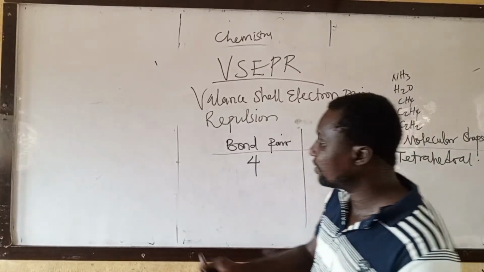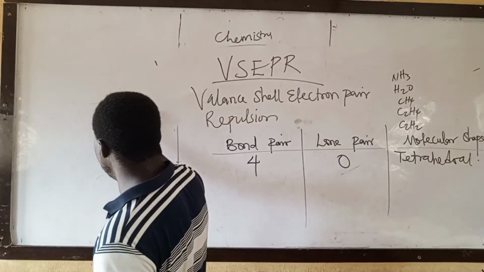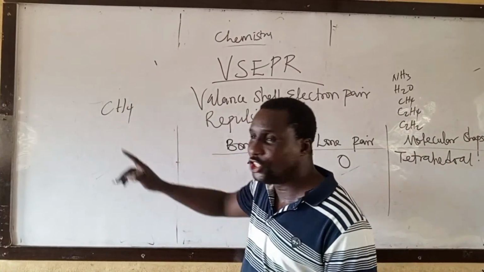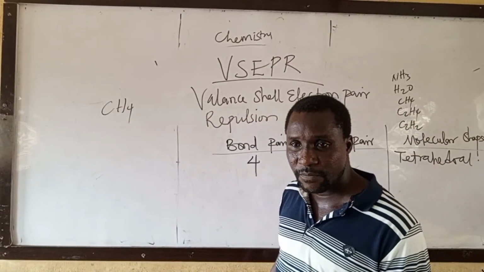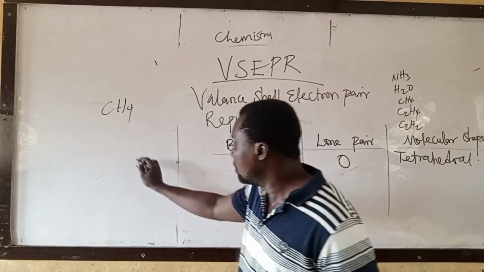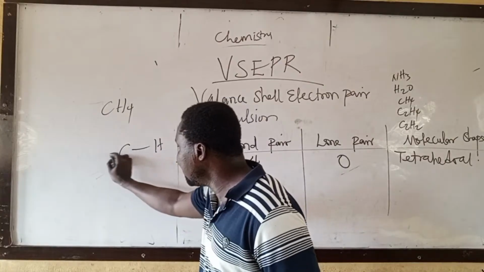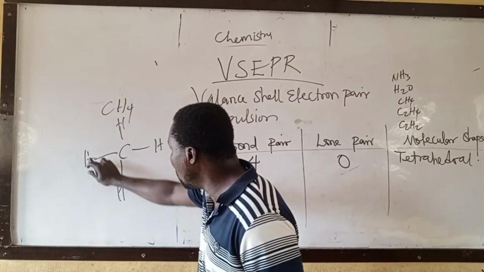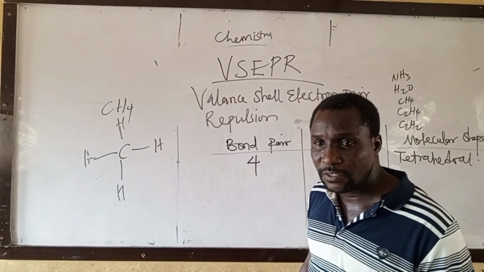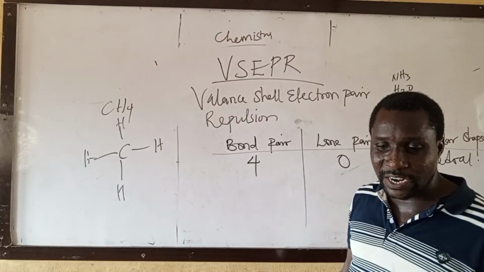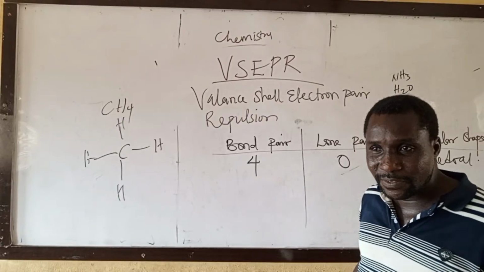Look at this. Methane. How many bond pairs do we have? We have 4. Bond pair means shared pair. How many do we have? 4. How many lone pairs do we have? 0. Then what is the shape of methane? Tetrahedral. That's it. Don't cram it.